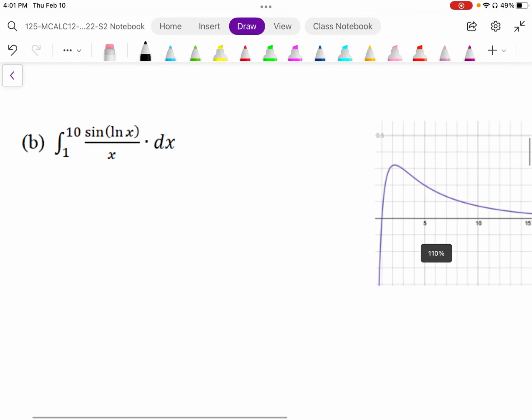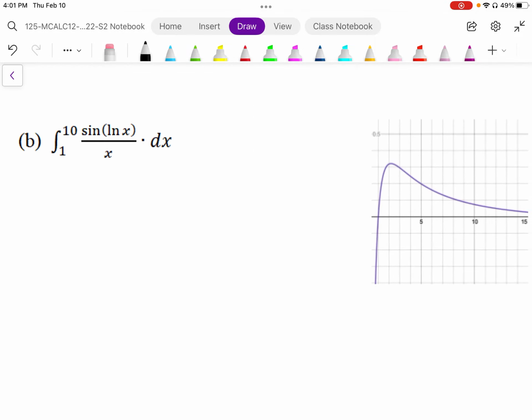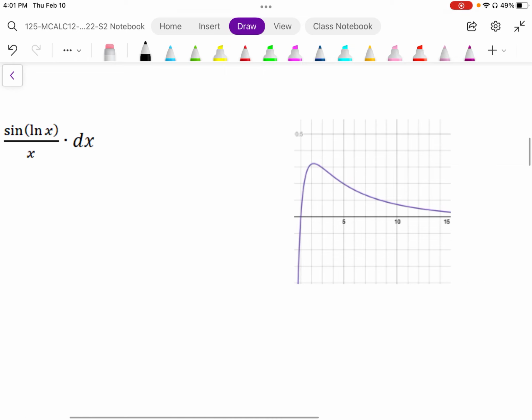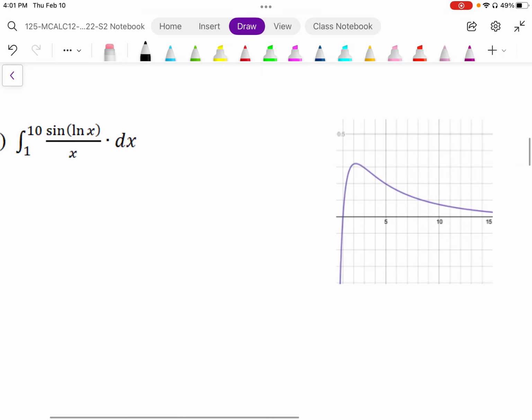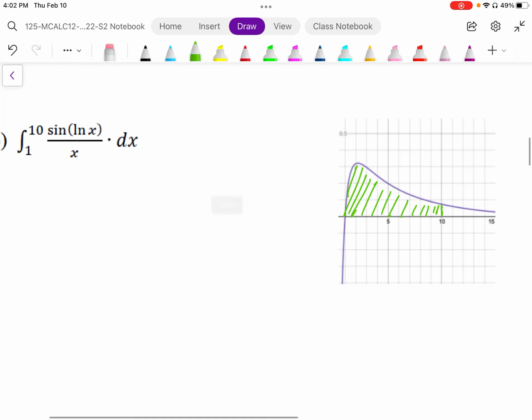Here I have sine of ln x over x. I've actually drawn this graph here, and we want to find the area under this curve from 1 to 10. So this is this area in here, from 1 at the intercept all the way up to 10. So this is what this is going to look like. Maybe I can estimate there if I want to count the grid here.